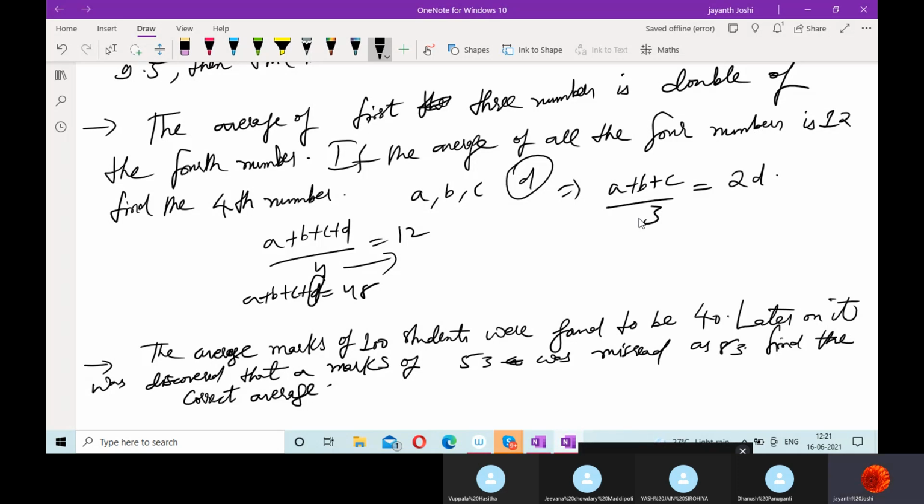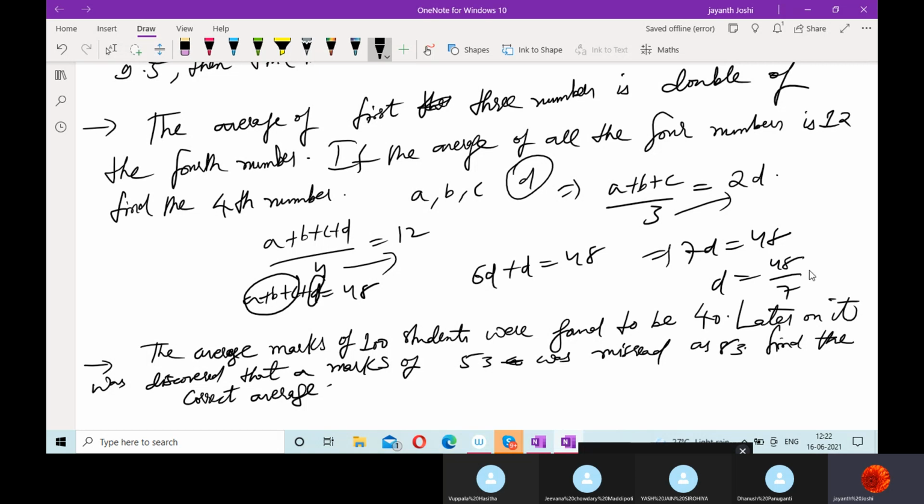So what can we do for that fourth number? We know A plus B plus C is 6D. So I will write 6D here. 7D is equal to 48. D is equal to 48 by 7, 6.8. All of you make a note of this. We'll go for the next question.